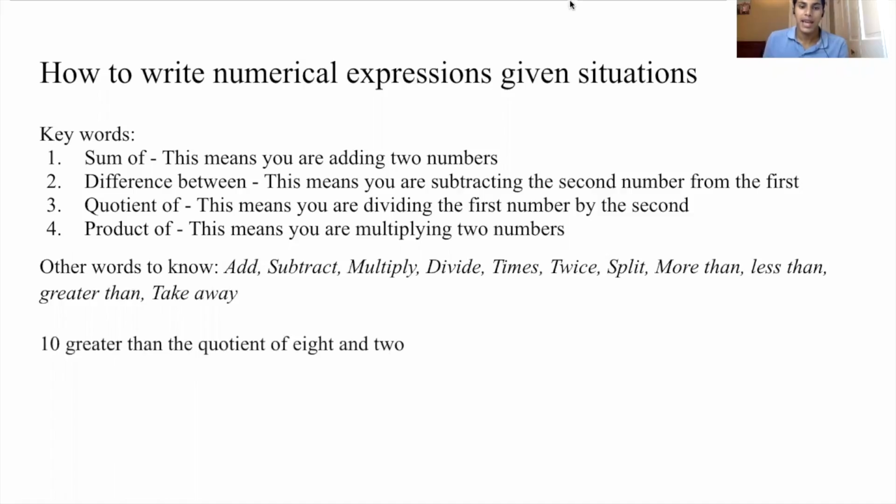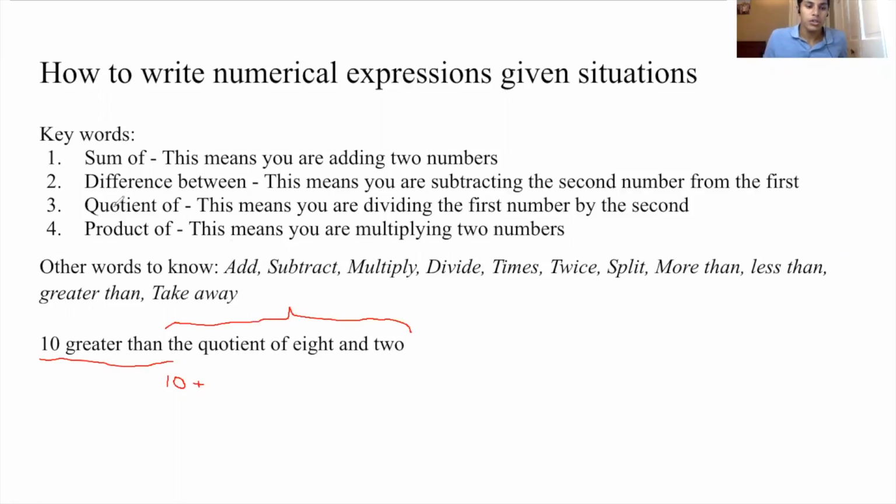So the first one is 10 greater than the quotient of 8 and 2. So in this expression, we have two parts, 10 greater than and the quotient of 8 and 2. And each of these is doing two different things. So first, 10 greater than means it's going to be 10 more than, or 10 plus. So 10 plus the quotient of 8 and 2 is the same as 10 greater than the quotient of 8 and 2. If you think about it logically, greater than means that you should be adding something, because adding makes numbers bigger.